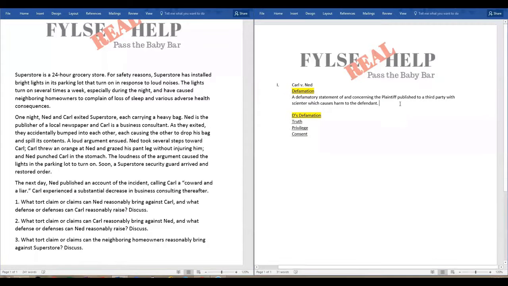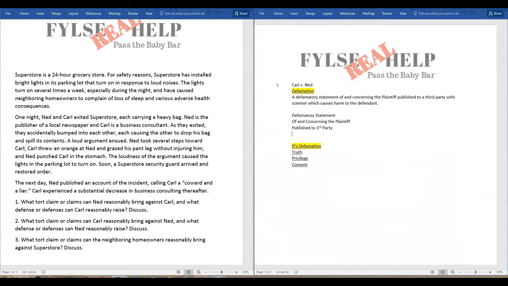We know that we have our rule statement here. We have a defamatory statement of and concerning the plaintiff published to a third party with scienter, which causes harm to the defendant. So let's break this rule statement into elements, and then our elements into more rule statements. So we're going to have a defamatory statement, right, of and concerning the plaintiff, published to a third party.